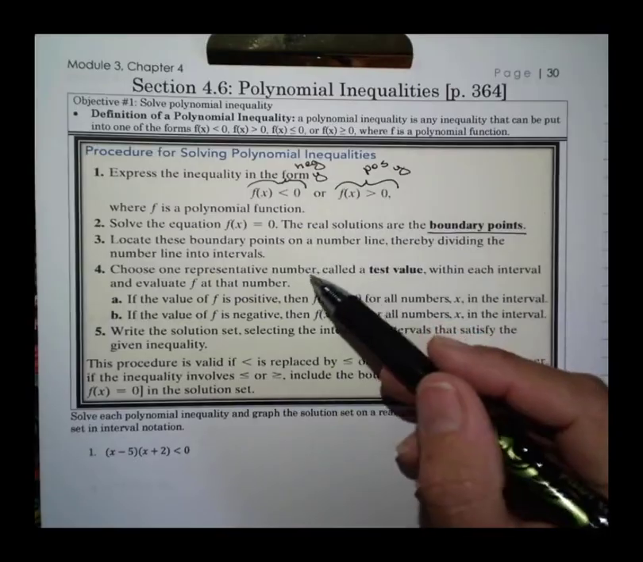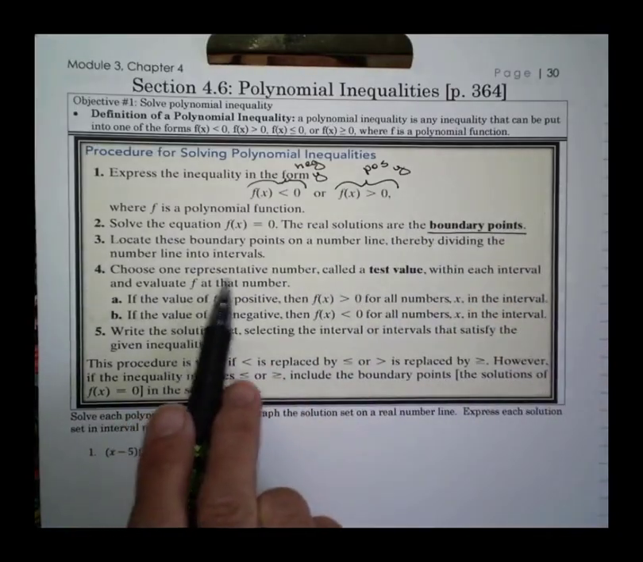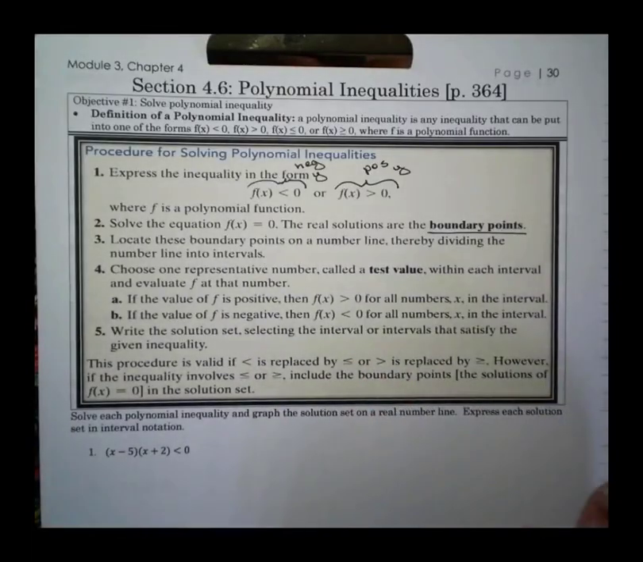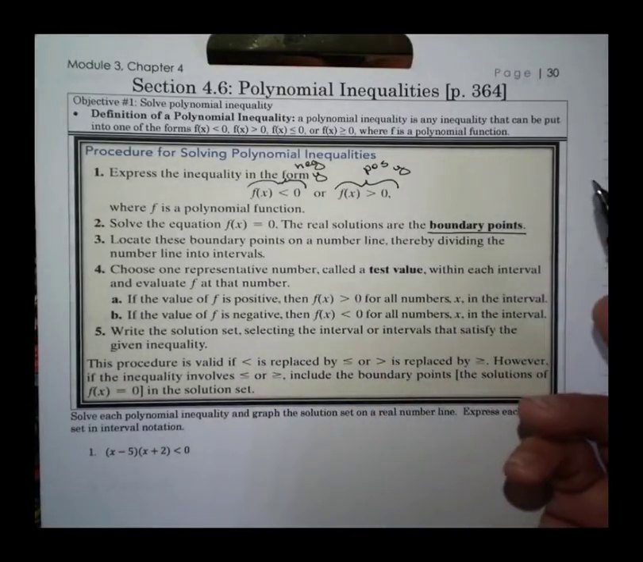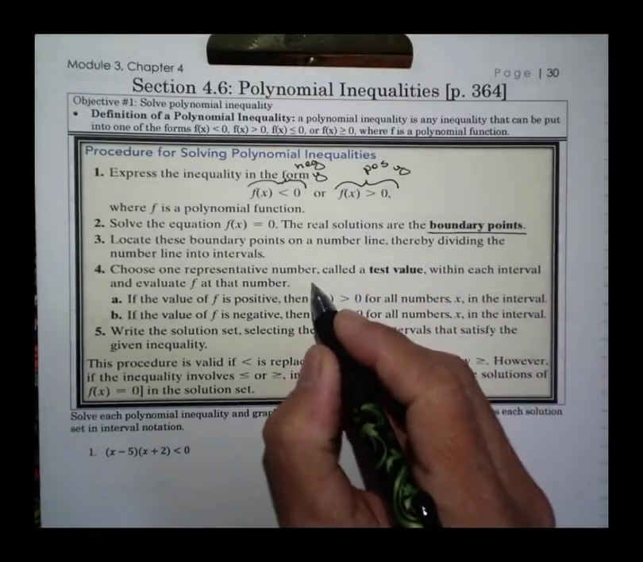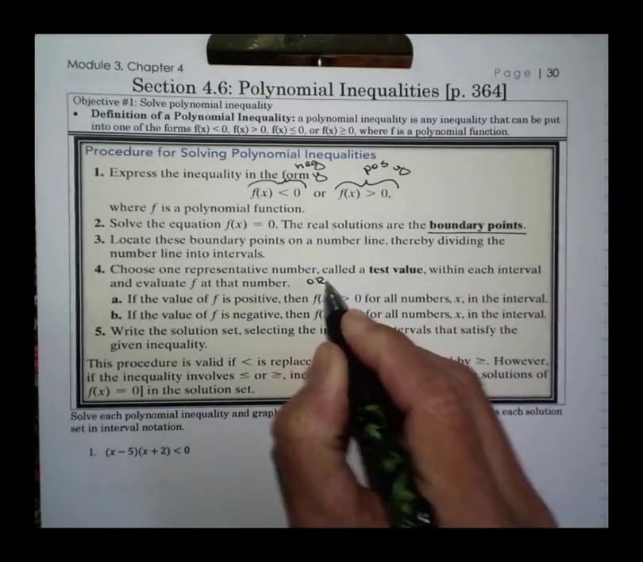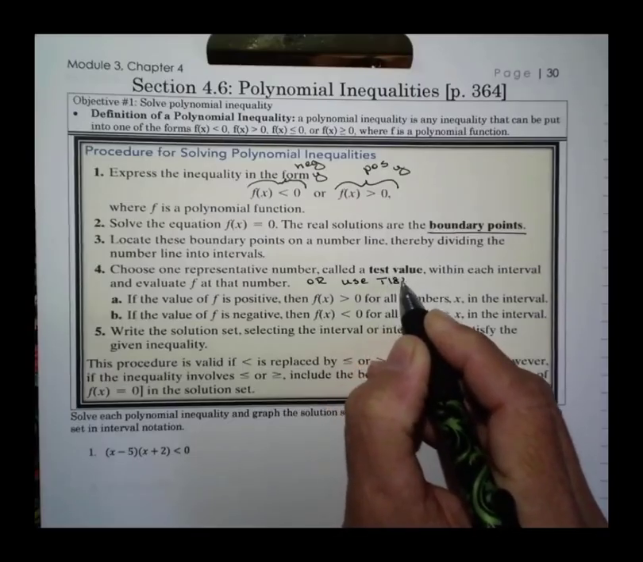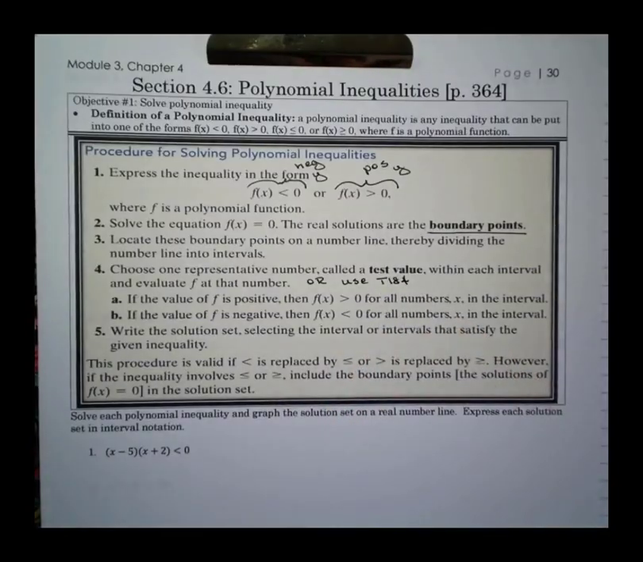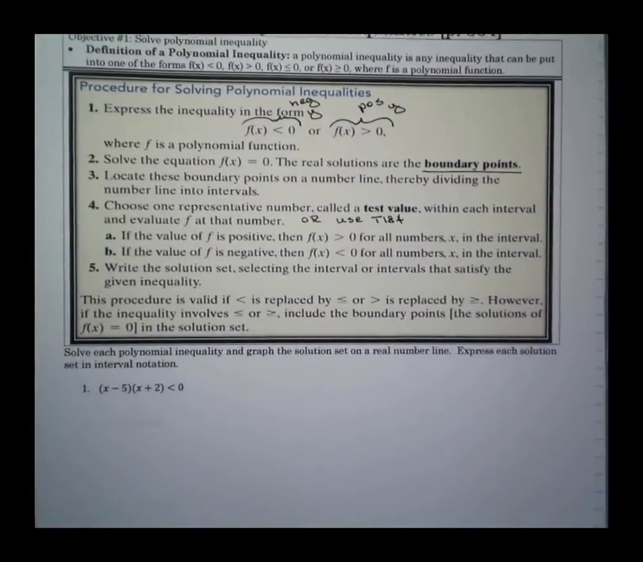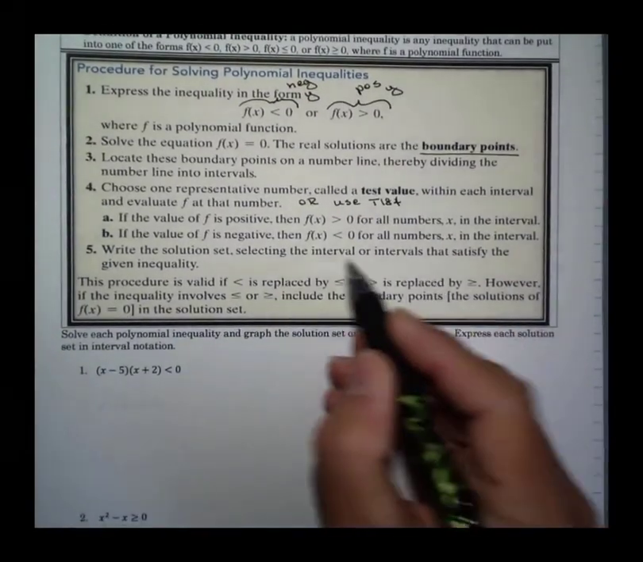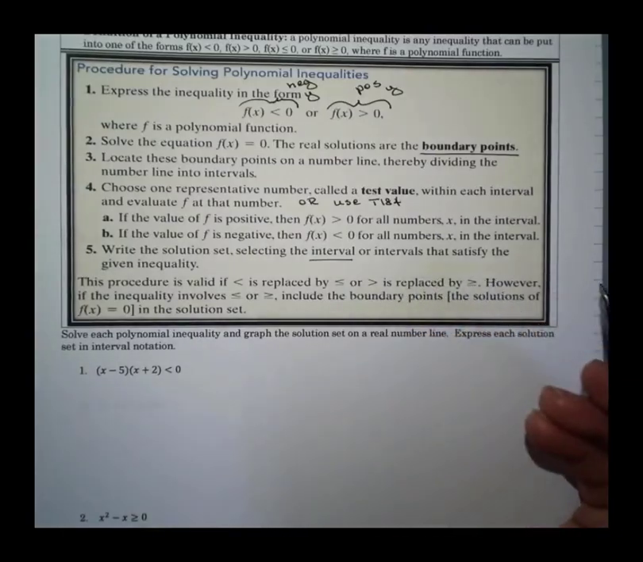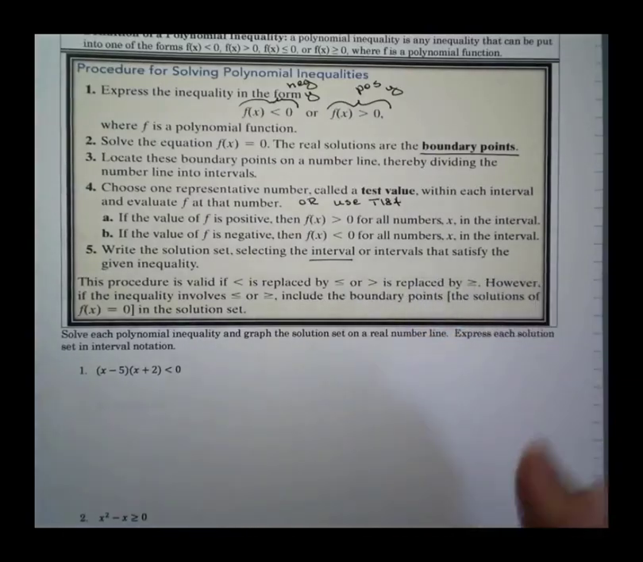So then you can do one of the two things. You can choose a representative number, a test value, in between those boundary points and test. Does it turn out positive or negative? Or you can use your graphing calculator. I'm going to use my TI-84 at this point to check it out. So you can do one of those two things. Then you'll give your solution set. We'll use both interval notation and writing it on a number line.